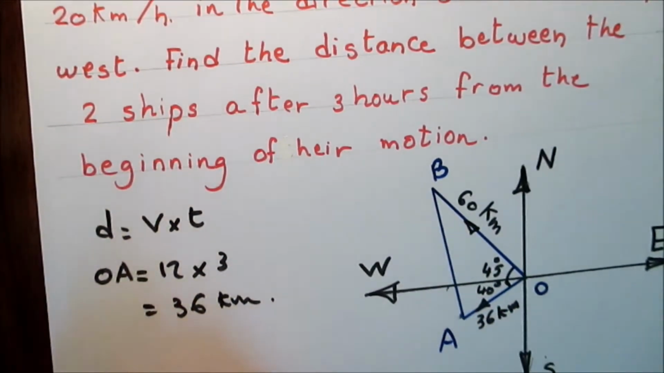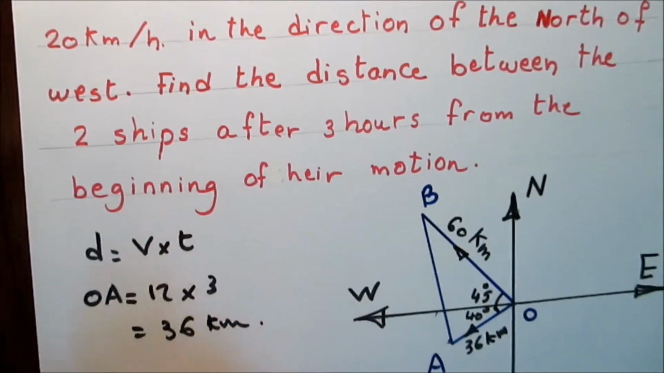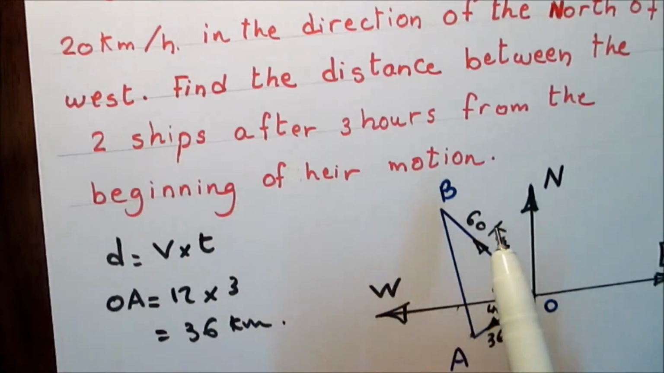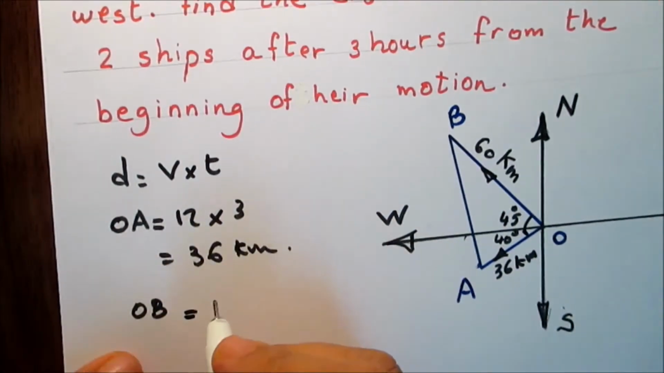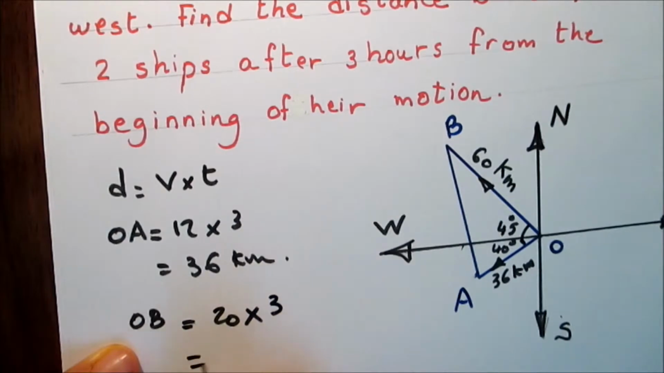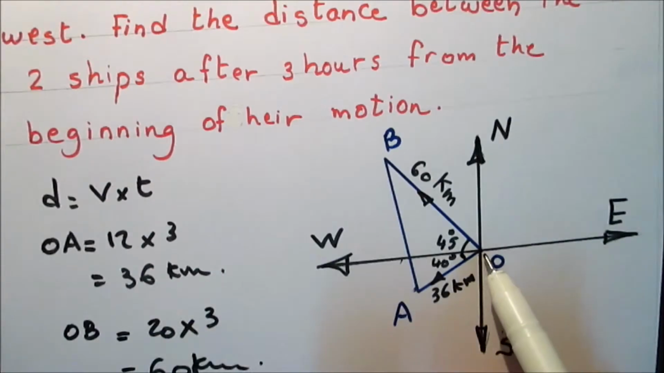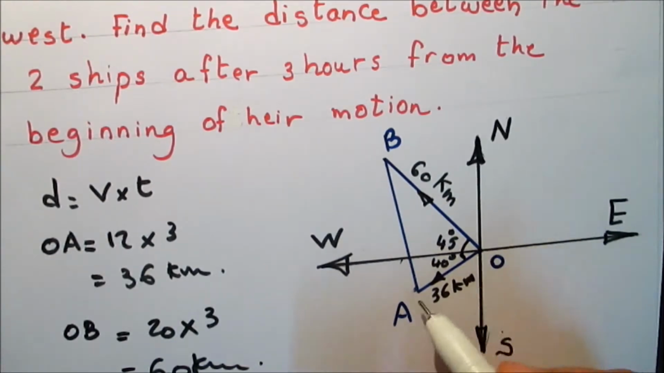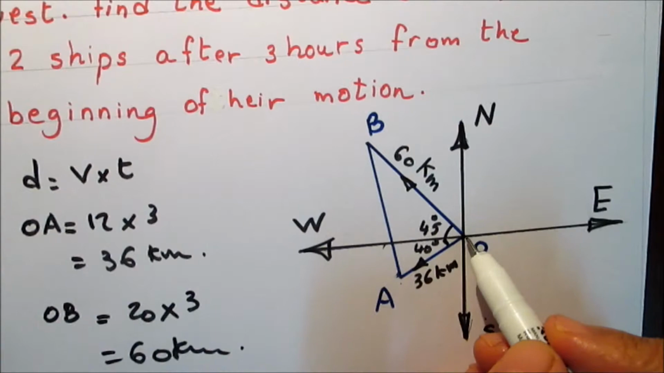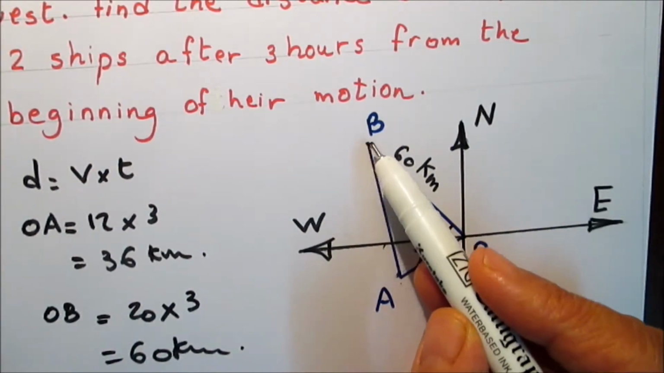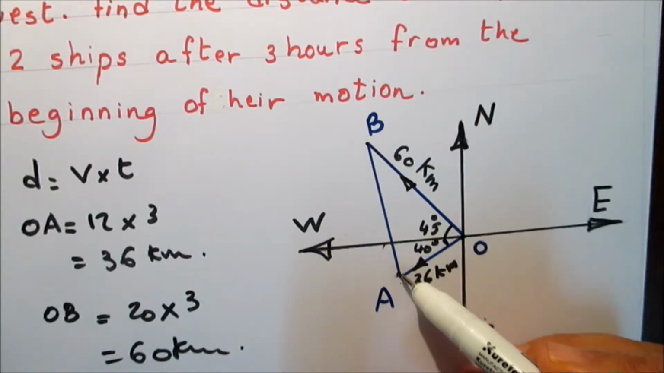The distance covered by the second ship, or OB, equals the speed of the second ship, 20 kilometers per hour, times time, 3 hours, to be 60 kilometers. In triangle OBA, the first ship covers the distance OA, or 36 kilometers. The second ship covers OB, or 60 kilometers. We want the distance between the two ships, so we want to find AB.